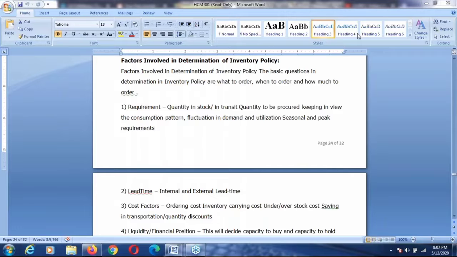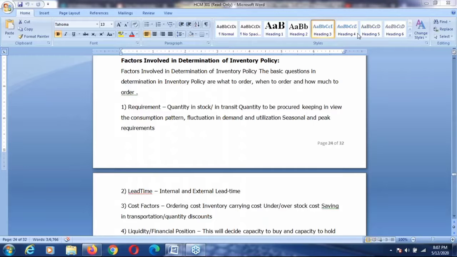Then number two, you want to talk about lead time. L-E-A-D, then time, lead time. What do we mean by this? Lead time is the time between the initiation and completion of production processes. It has to do with internal and external lead time.